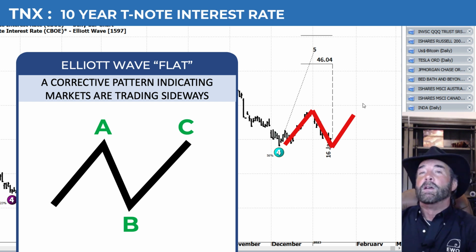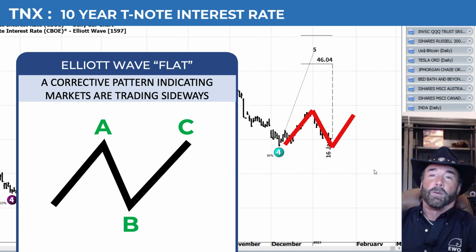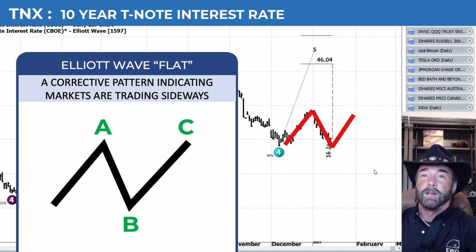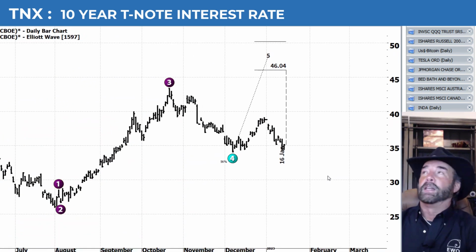I would like to see it move into a flat, not break down significantly, because then you have to wonder, why are people buying bonds? Are they concerned? Is this recession going to be really bad and money's moving into bonds? That would be a negative. But if we just kind of stabilize here, I think that's a positive.